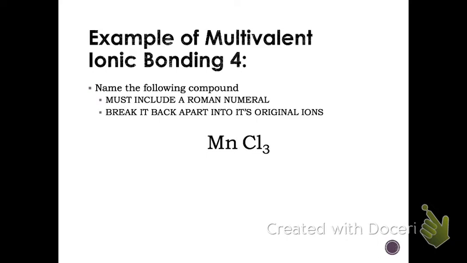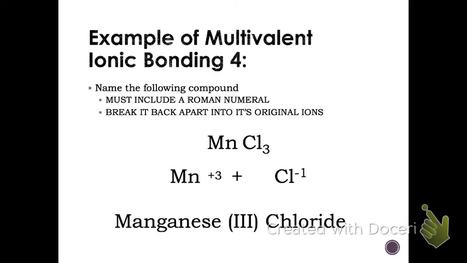So this is manganese chloride. We need to figure out what the charge on the manganese is. So chloride has a -1 charge. And notice that, so manganese has a +3 charge. And the name of this is manganese 3 chloride. Got it. Okay, I get it.